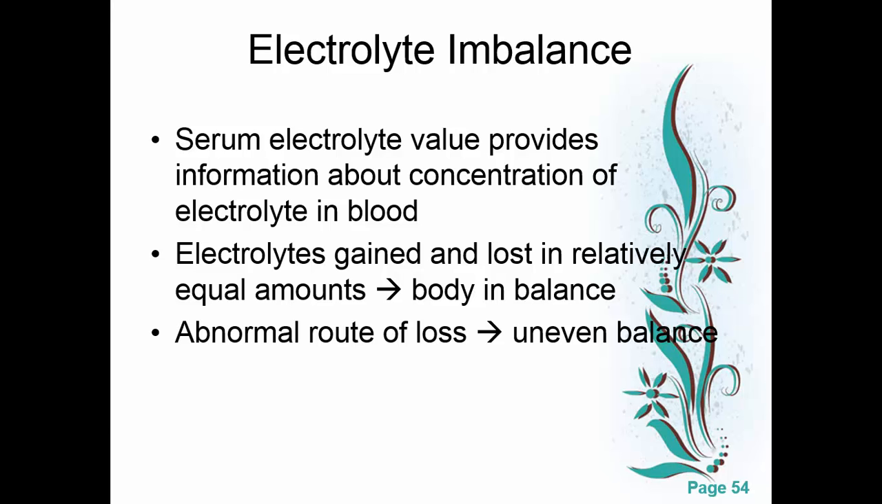So, looking at electrolyte imbalance, serum electrolyte values provide information about the concentration of electrolytes in the blood. Electrolytes normally are gained and lost in relatively equal amounts so that the body remains in balance. An abnormal route of loss, which could be from vomiting, diarrhea, diuretics, wound drainage, or nasogastric suctioning, creates an uneven balance.